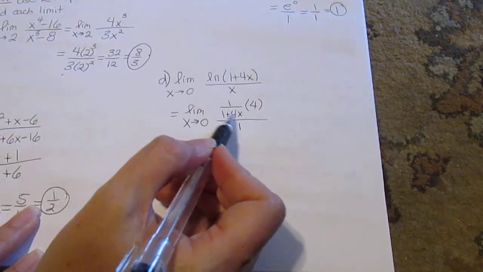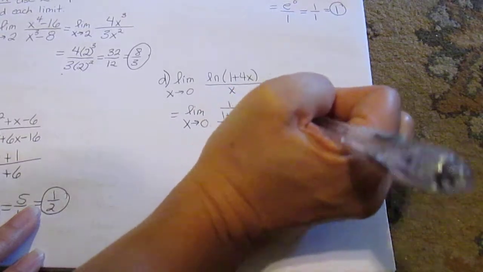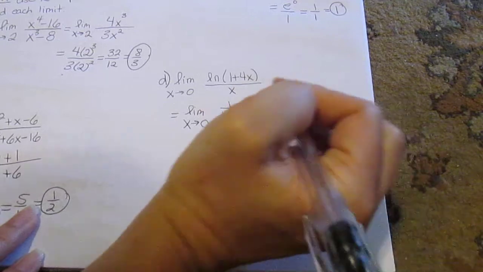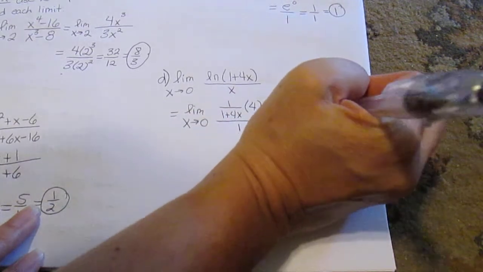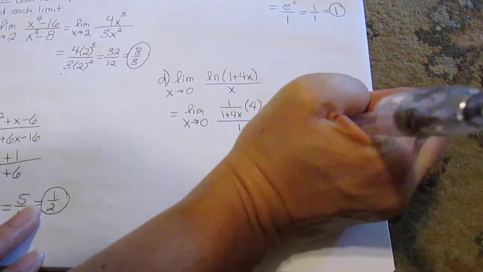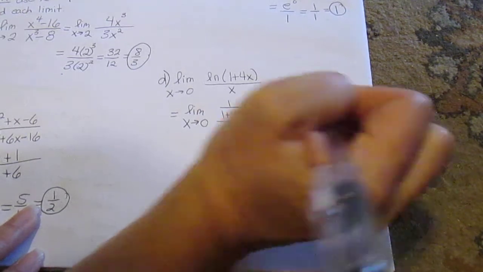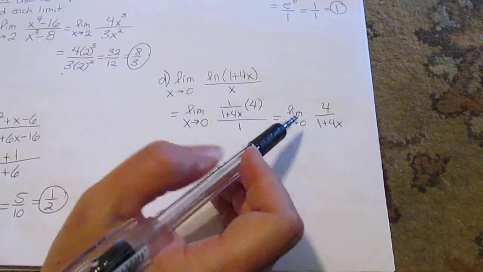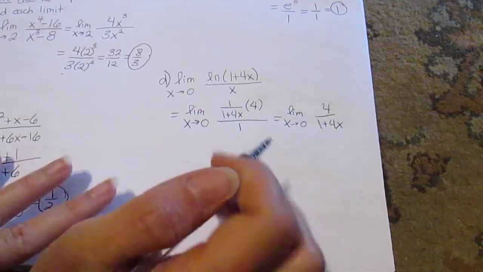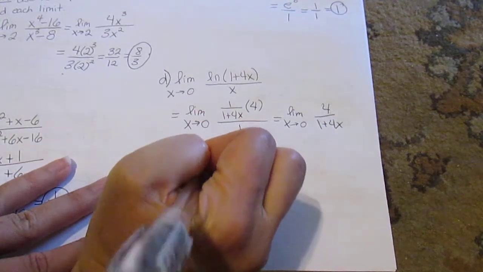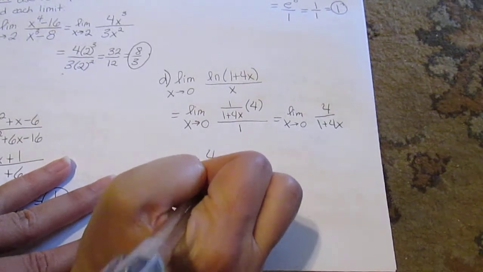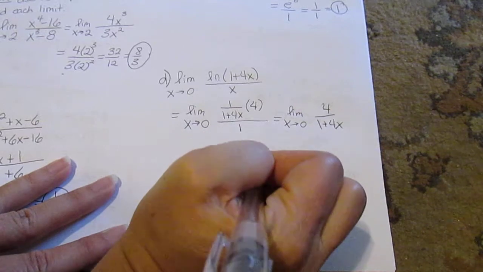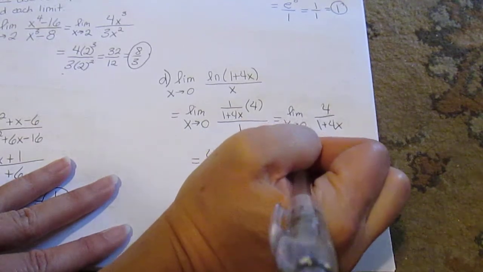Let's make that look a little nicer. This is just 4 on top and 1 plus 4x on the bottom. The 1 we don't need to write. So really, we're just plugging 0 in right here. So we get 4 over 1, which is 4.